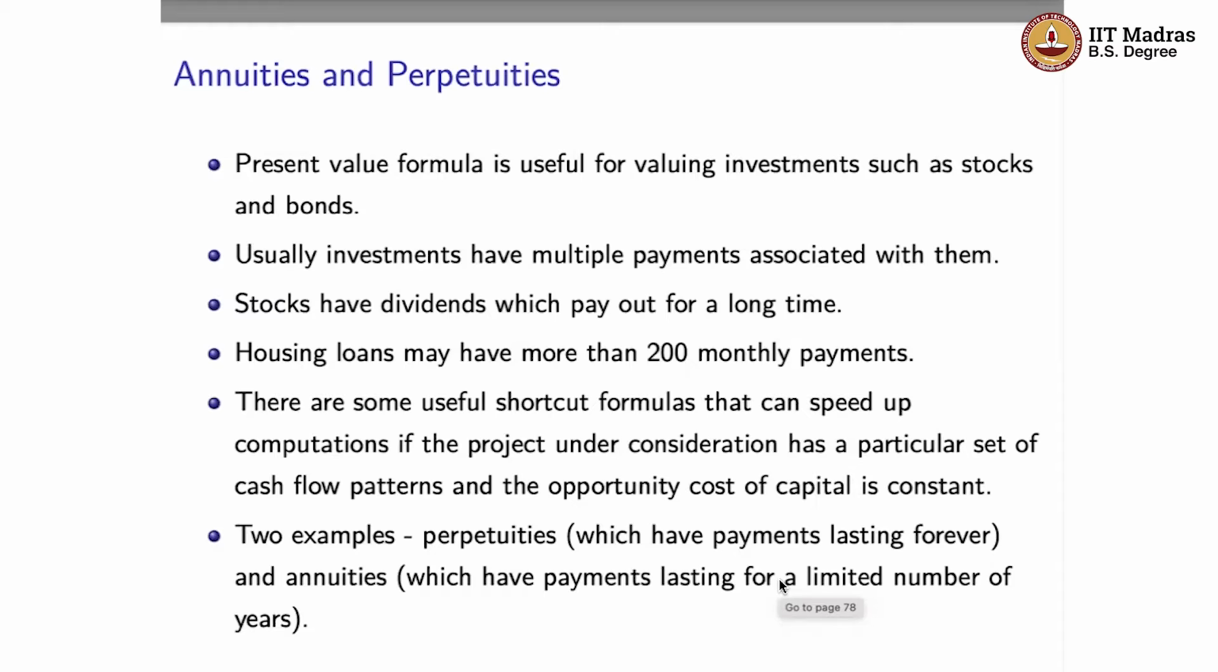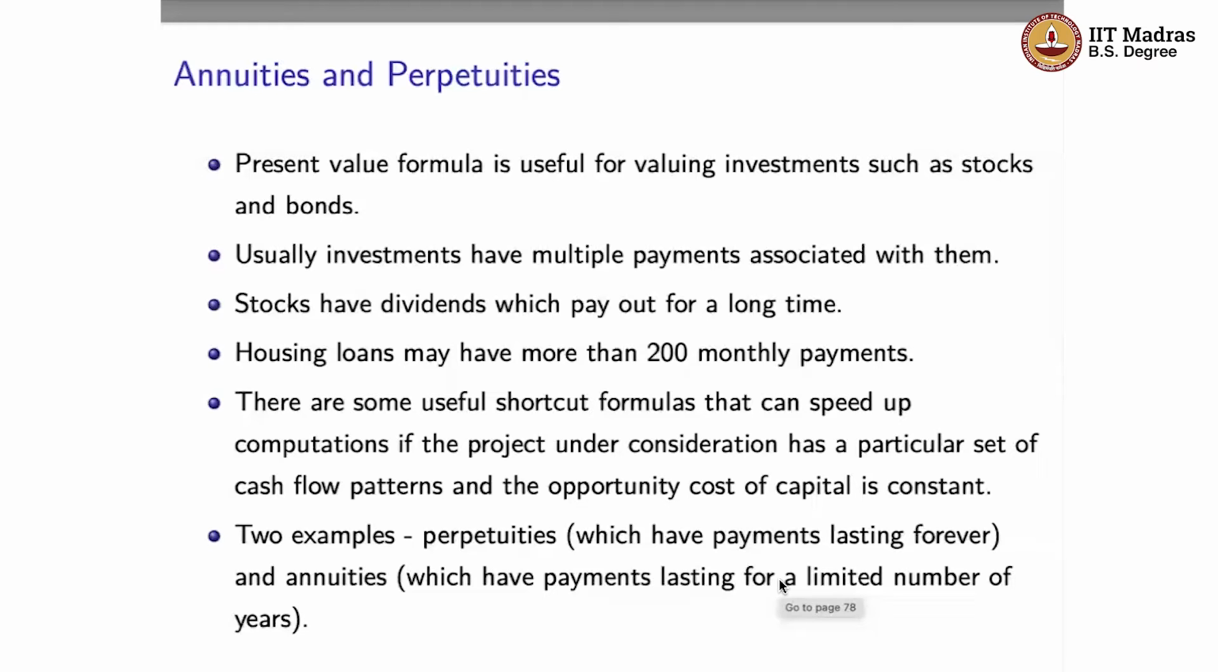However, in reality, stocks have dividends, which often pay out over a much longer time span. And housing loans often have more than 200 monthly payments, right? So, for example, if you have taken out a housing loan which pays out over 20 years, then that would involve at least 240 monthly payments. So in that case, working directly with the present value formula is a bit cumbersome.